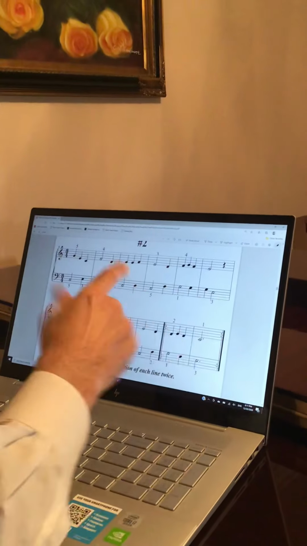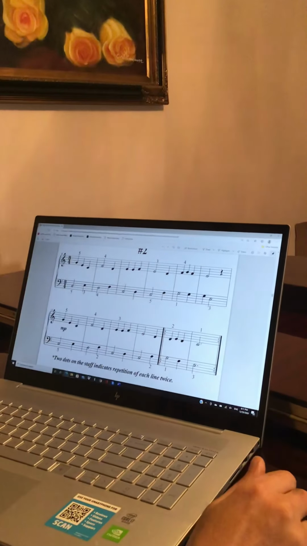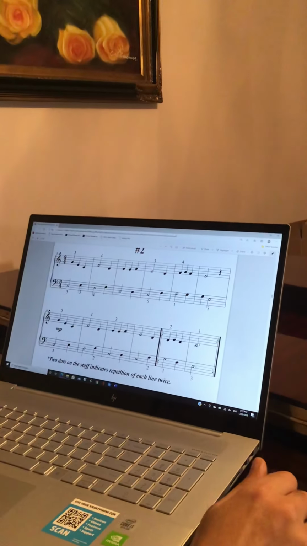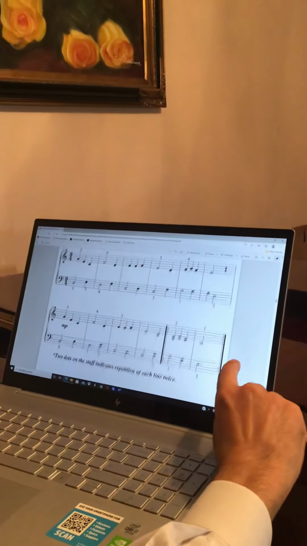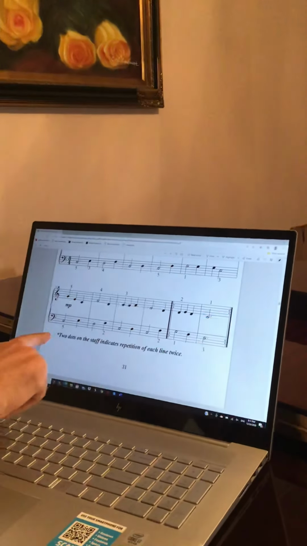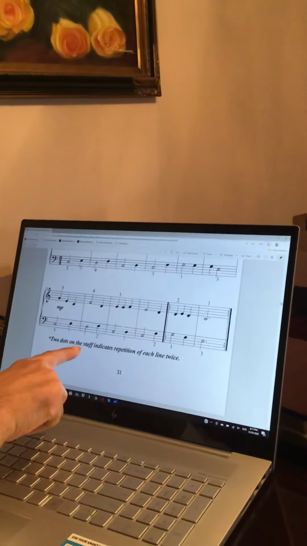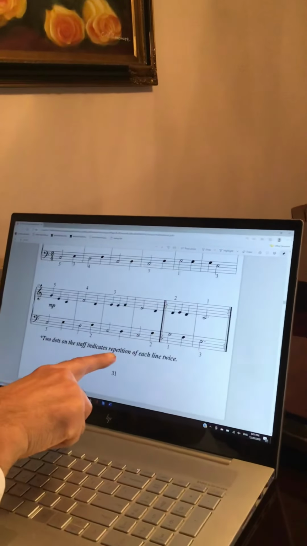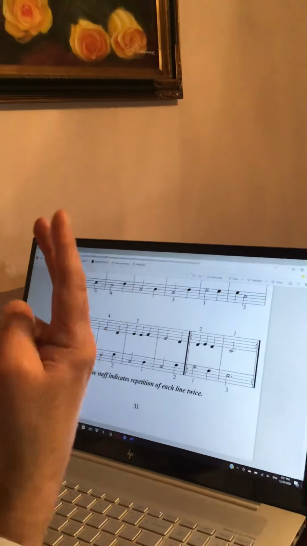This is the 2 etudes that I composed. You can play already these etudes. All the notes are familiar to you, the value of the notes familiar. And here also we have the explanation: 2 dots on the staff indicate repetition of each line twice.